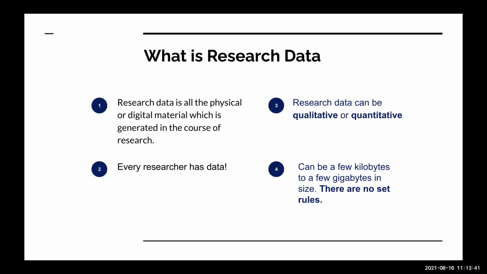Different disciplines collect different types of data. Some data can be recollected and others can't be. For example, observations of people can't be simply recollected, but carefully conducted lab experiments can. So in a nutshell, there are no set rules for what constitutes research data.